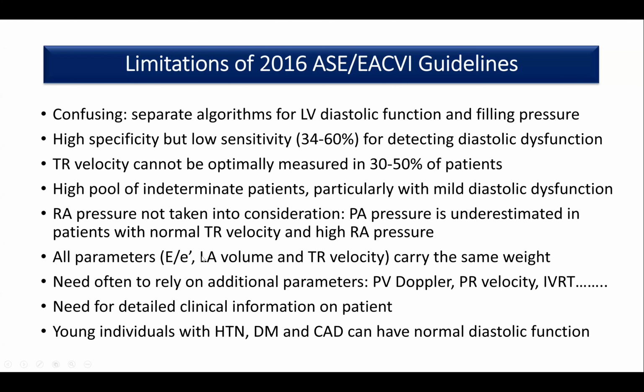Because the E/e' ratio can be measured much more accurately, and it reflects LA pressure better as compared to LA volume and TR velocity. So we cannot give the same weight to all the 3 parameters that the guidelines give. And one often needs to rely on additional parameters, which I just showed you. We need to look at the pulmonary vein Doppler. We need to look at other parameters I'll show you later. And one really needs to know about the patient.